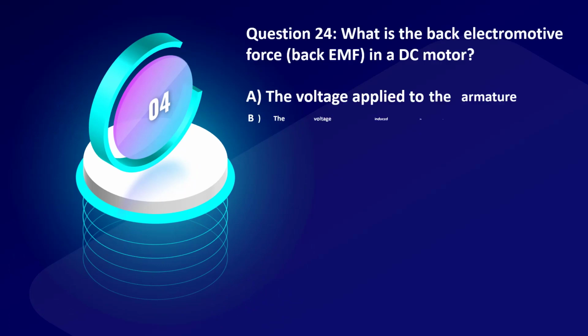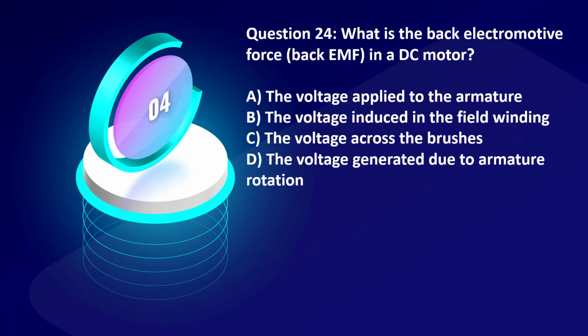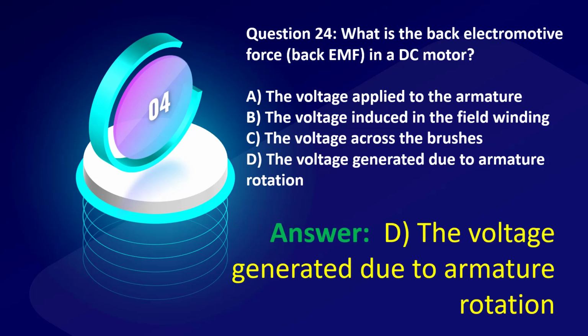Question 24. What is the back electromotive force, back EMF, in a DC motor? A. The voltage applied to the armature. B. The voltage induced in the field winding. C. The voltage across the brushes. D. The voltage generated due to armature rotation. Answer: D. The voltage generated due to armature rotation.